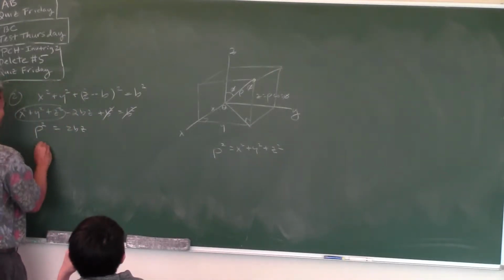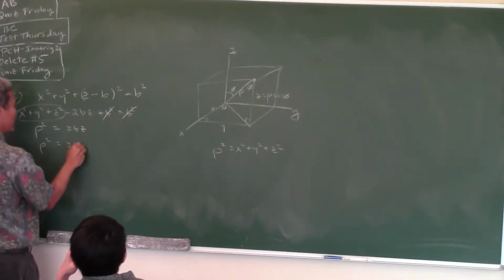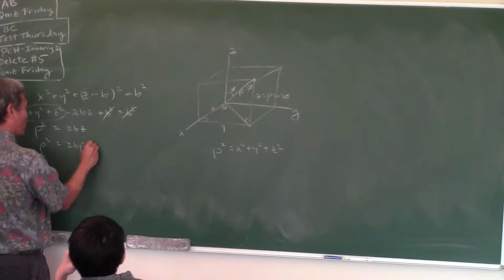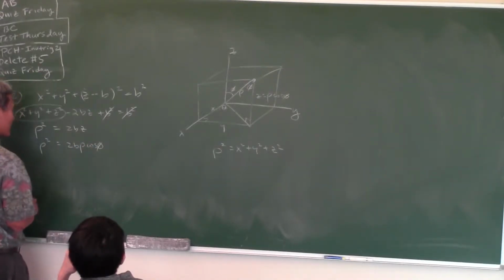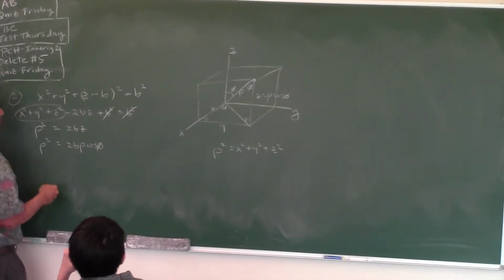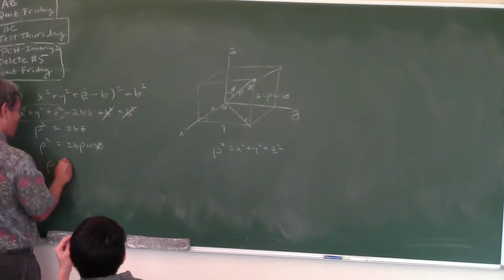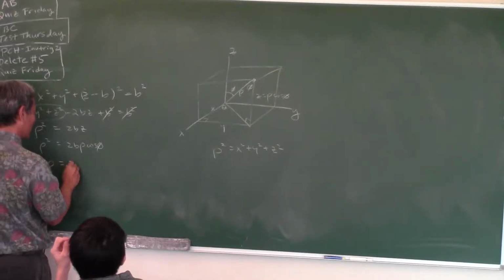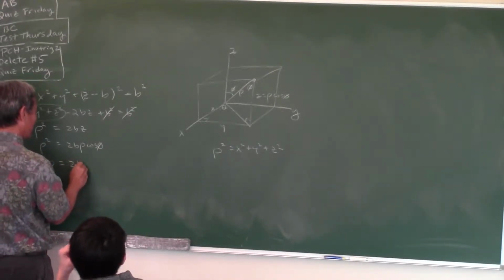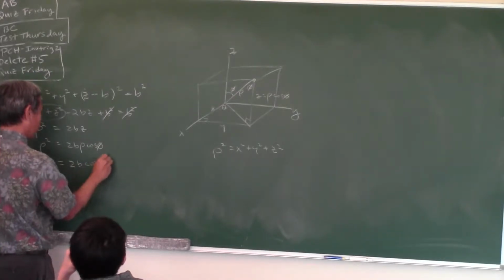Rho squared is equal to 2b, and what is z? Rho cosine phi. Divide both sides by rho, because rho equals 0 is already part of the solution. Rho equals 2b cosine phi.